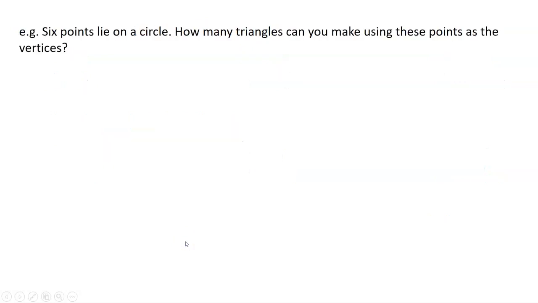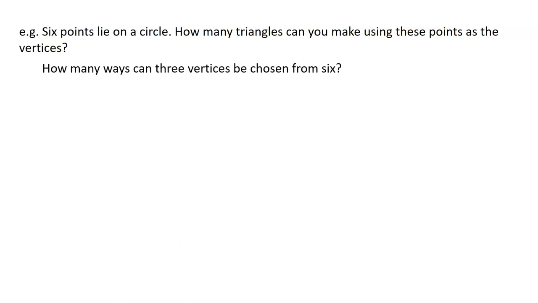Okay, a few more example questions. So we've got 6 points lying on a circle. How many triangles can we make using these points as vertices? Well, we've got 6 points. Triangles have 3 vertices. So we just need to say what's 6 choose 3. It is 20.